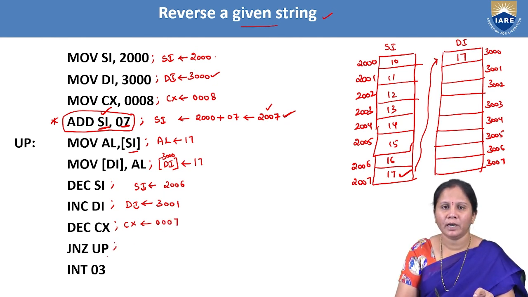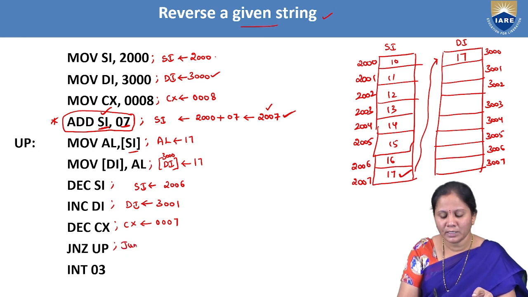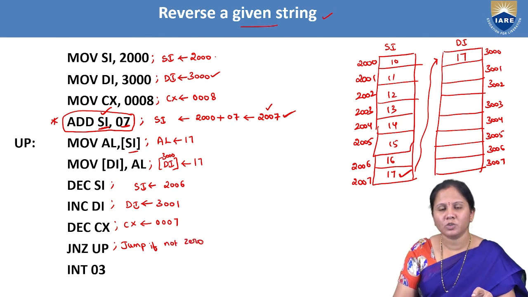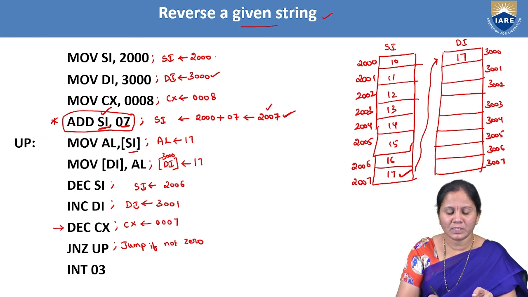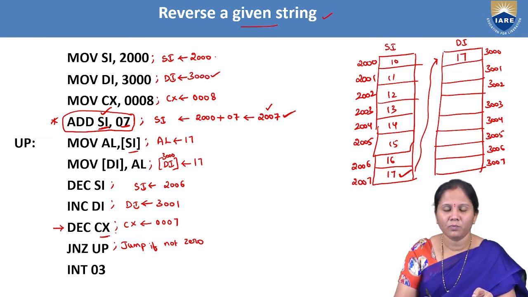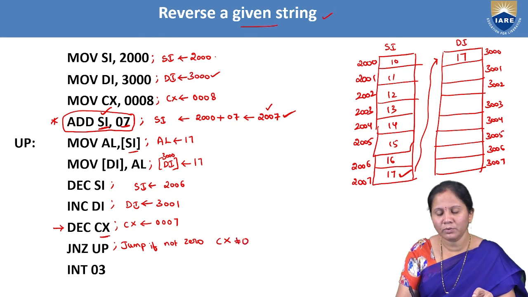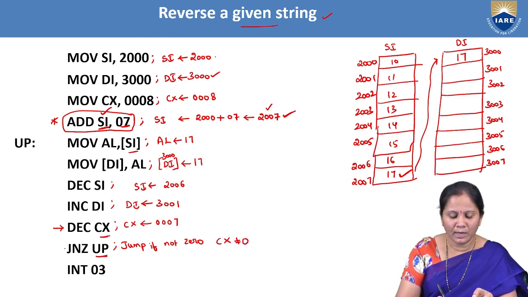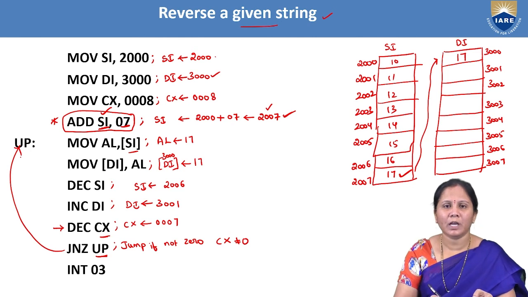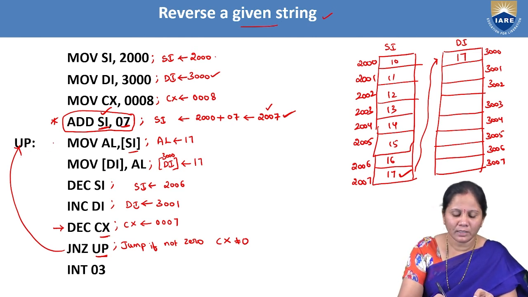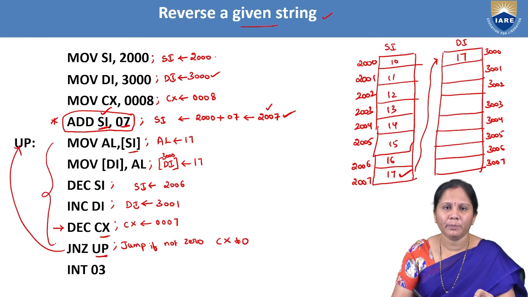Next, JNZ up. JNZ represents jump if not 0. Which one is not 0? Based on the previous instruction, the previous instruction is about the CX register. So jump if not 0 means if the CX value is not 0, go to the label up. If the control goes to the label up, again the same set of instructions will be repeated.